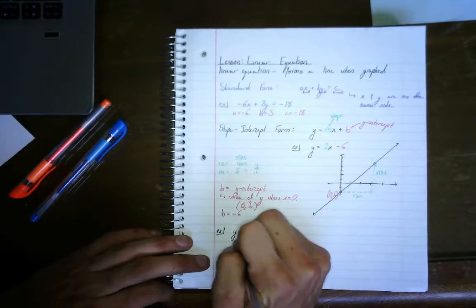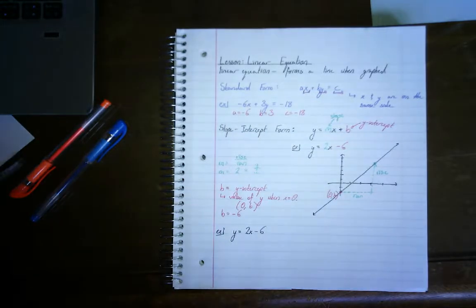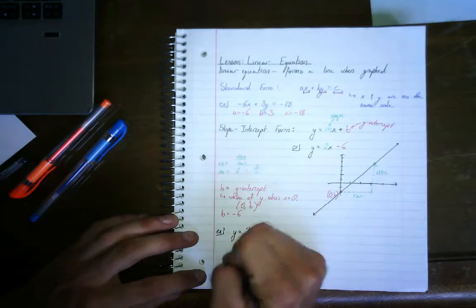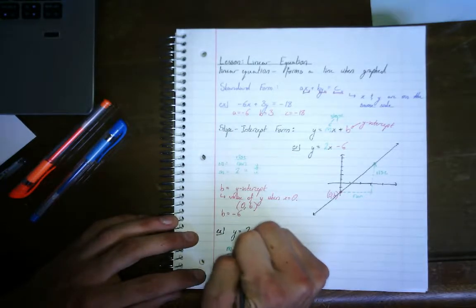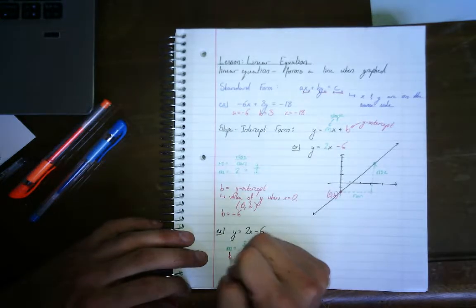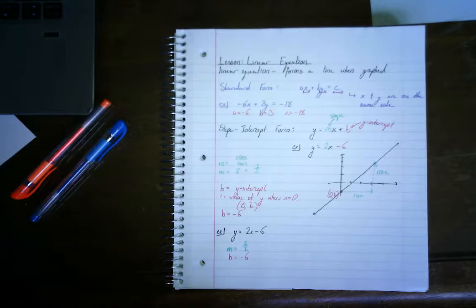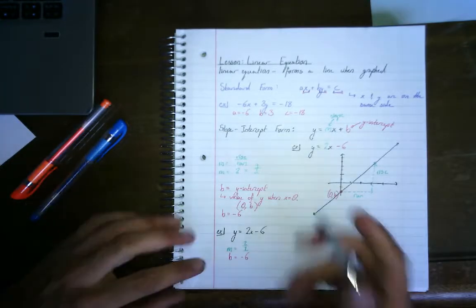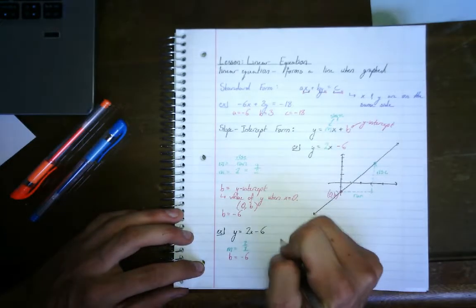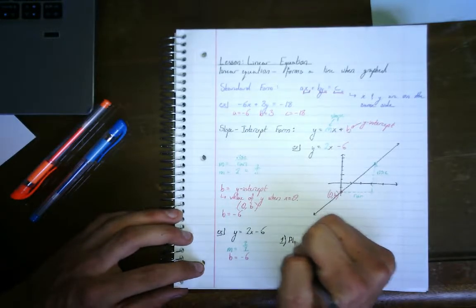So now let's back up a few steps to look at our example. y equals 2x minus 6. So, jumping the gun a little bit, but we do have a slope of 2 over 1 and a y-intercept of negative 6. So it's a 1, 2, 3 step process. The first step we've got to do is plot the y-intercept.